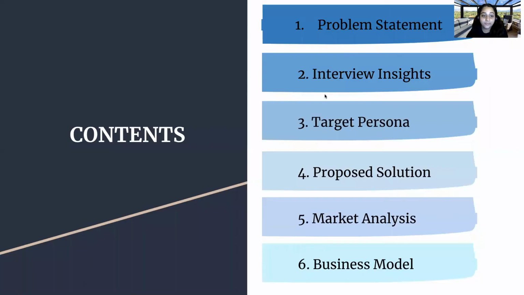So this is a rough breakdown of our presentation. I will be opening with a problem statement as well as interview insights. We will then explore our target persona and proposed solutions, followed by market analysis, our proposed business model, and finally, business model solutions.